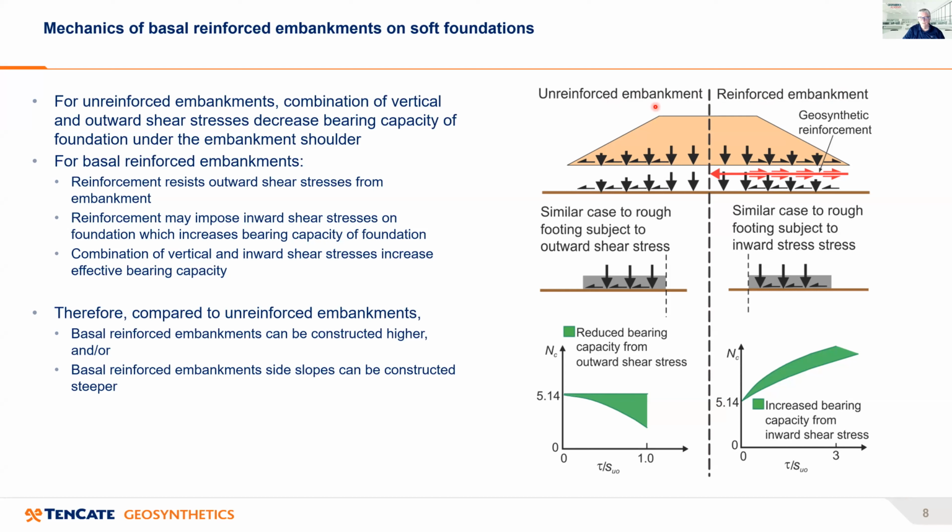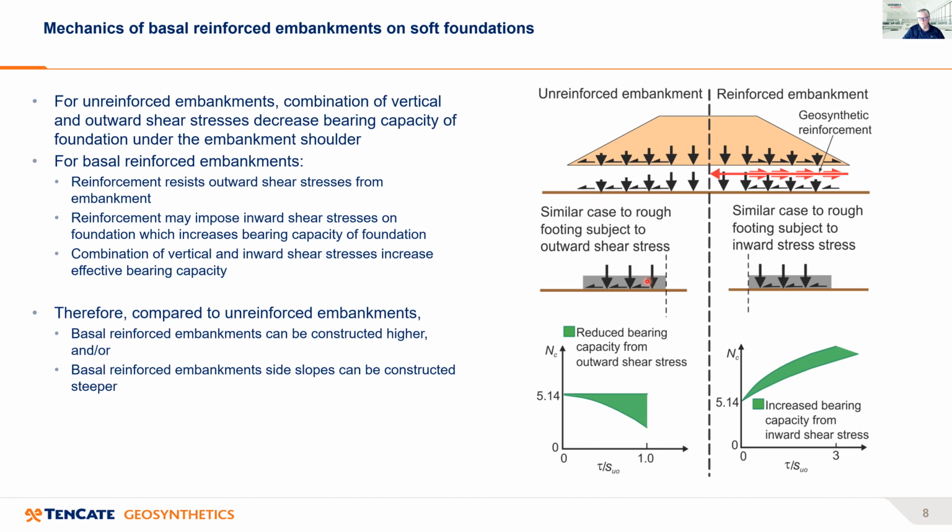Now, taking the unreinforced embankment first, what we have in an unreinforced embankment is vertical loading from the weight of the embankment fill. And then on these shoulders of the embankment, we also have horizontal outward shear stresses acting. So these vertical loading and horizontal shear stresses act on the surface of the soft foundation under the side slopes of the embankment. And this, of course, is a similar case to, say, a rough surface footing subject to vertical loading and outward shear stresses.